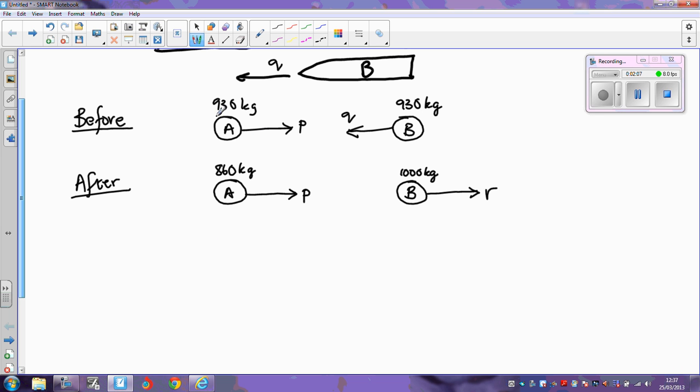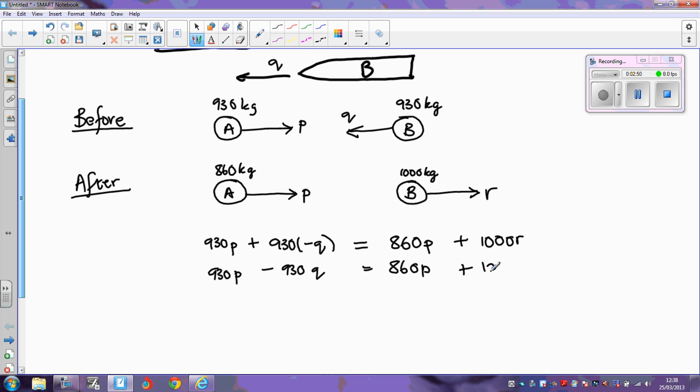Before the collision, for A we have the mass times velocity, that's 930p, and that is added to, for B, the mass times the velocity: 930 is the mass, but the velocity, because it's to the left, is going to be minus q. And that's going to equal, looking at A now, the mass times velocity for A, which is 860 times p, and the mass times the velocity for B, which is 1,000r. So this is 930p minus 930q is equal to 860p plus 1,000r. And our job is to find out what r is.